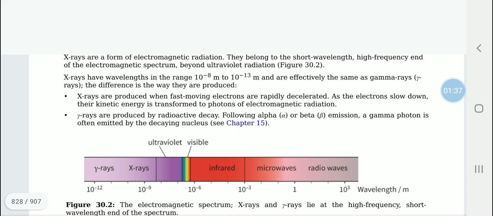Gamma rays are produced by radioactive decay. Following alpha or beta emission, a gamma photon is usually emitted by the decaying nucleus. That is something that we have learned earlier.